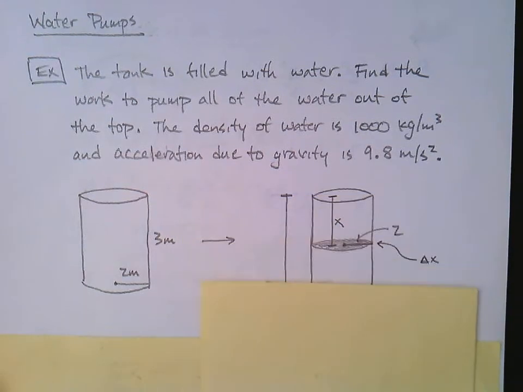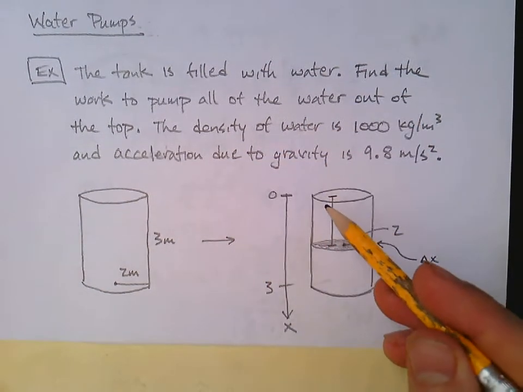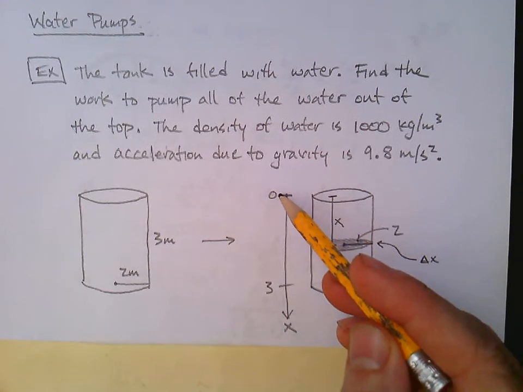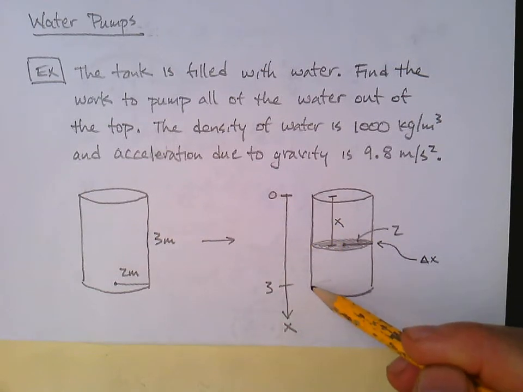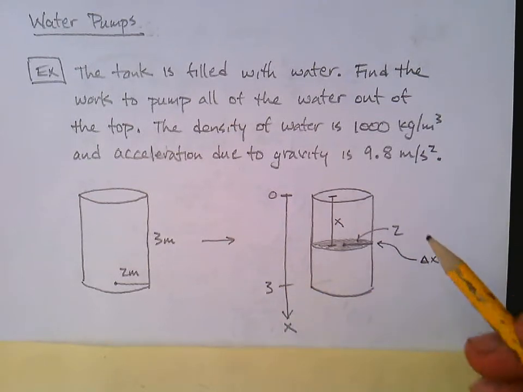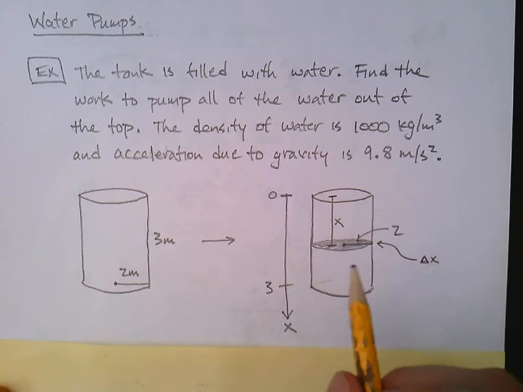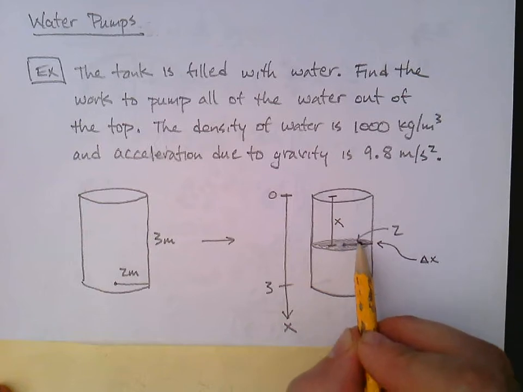For one, I'm going to redraw this with an x-axis, very similar to the way that we did with the hanging chain or rope. So we're going to say, I've got the cylinder drawn there, and I set up my x-axis saying 0 is at the top, and it's going positive as I go downwards, and so the bottom of that cylinder is at 3 meters right there. Okay. And then you notice that I've drawn just like a random layer of water.